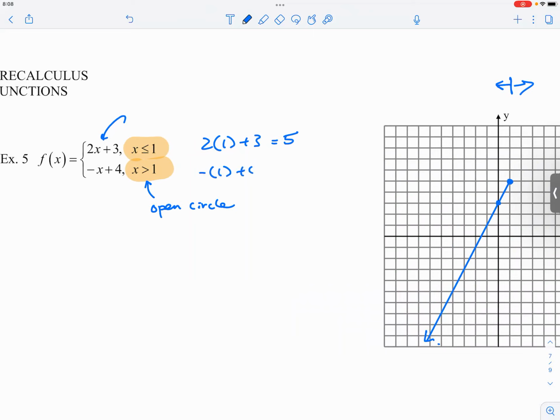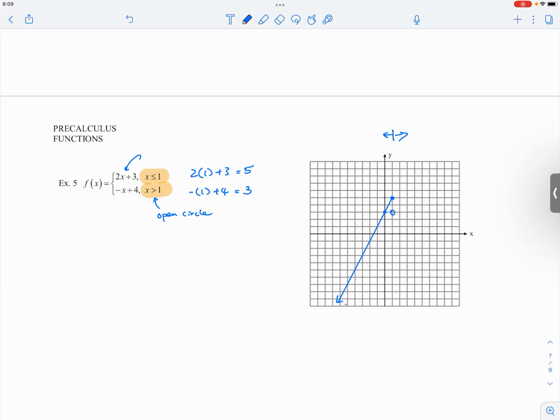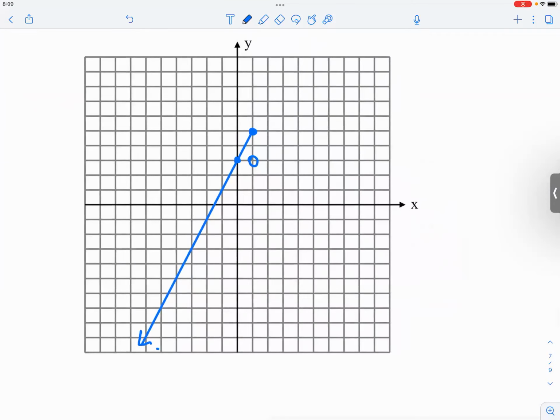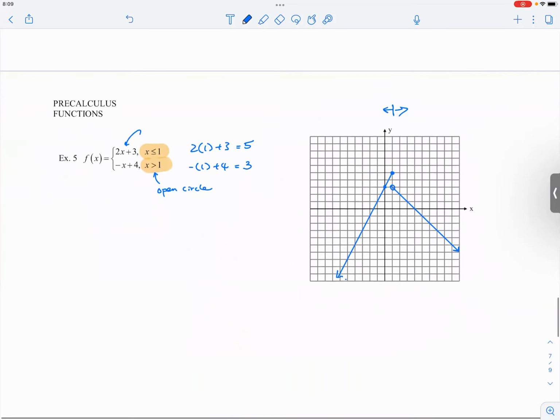And I'm going to substitute in the 1 and say, oh, what is -1 plus 4? That would be 3. So that means I would have a closed circle, oh, no, I mean open circle at 3. Okay, I have an open circle at 3, and it has a slope of what? -1. So I'm going to draw a graph with a slope of -1. And this is how we create a piecewise function graph.